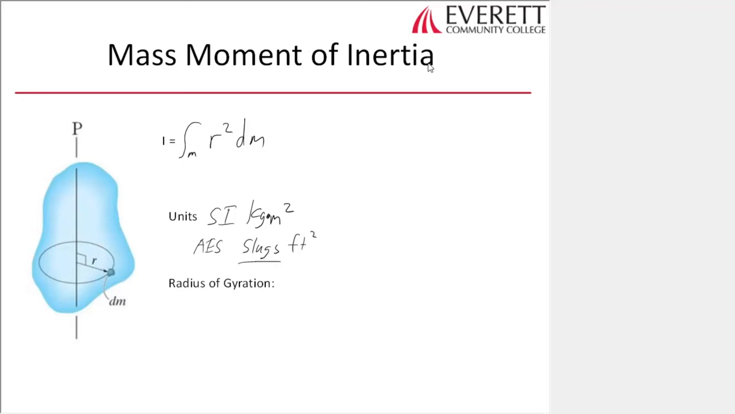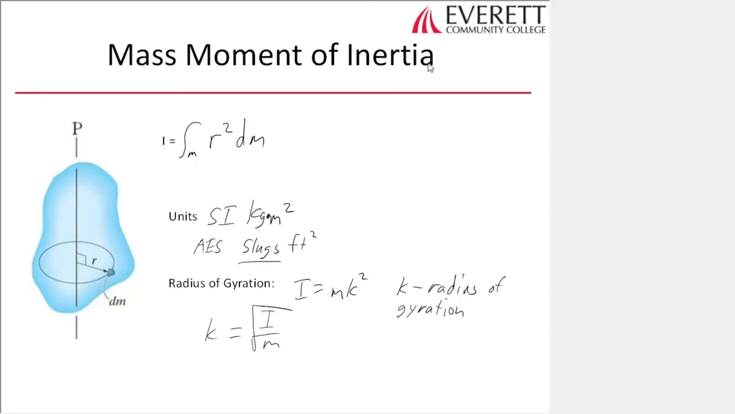The radius of gyration says that if I do I equals mk squared, k is radius of gyration. Great name, by the way. Sounds like a band or something. So the radius of gyration can be solved for. It's equal to I over m, square rooted.